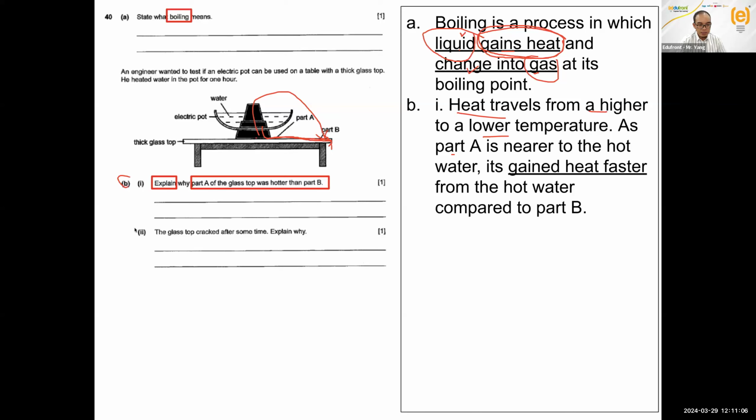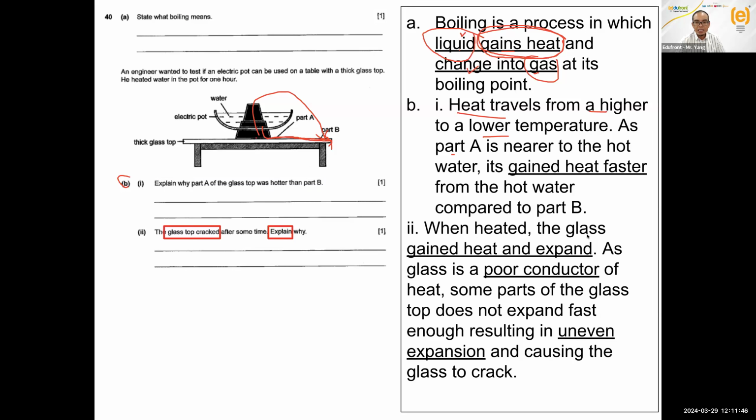Understand, huh? Okay, part 2, they ask you, the glass, this is slightly challenging. The glass top cracked after some time. This is the glass top. How come it cracked? What's the reason? Remember on the topic of heat, right? We learned that matter can expand when heated. So what happens if this glass top is heated on a continuous basis? It will expand, correct or not? But does it expand evenly? No, right? Because the glass top which is nearer to the pot will expand faster compared to the part at B. Okay? So you need to explain why.